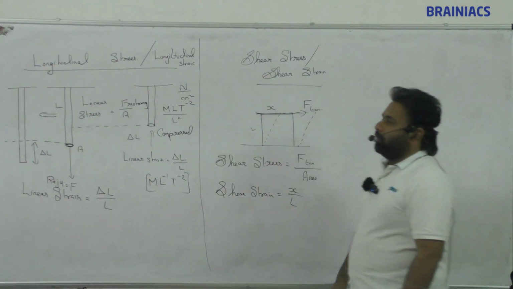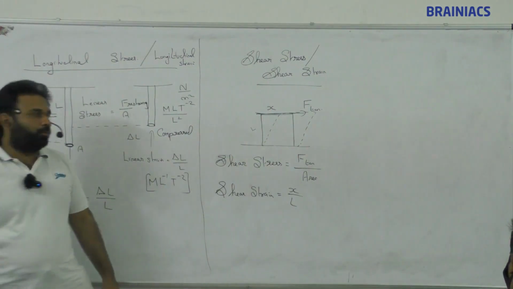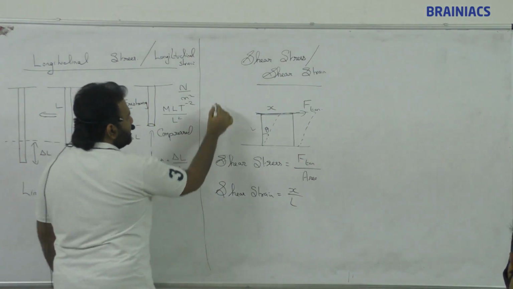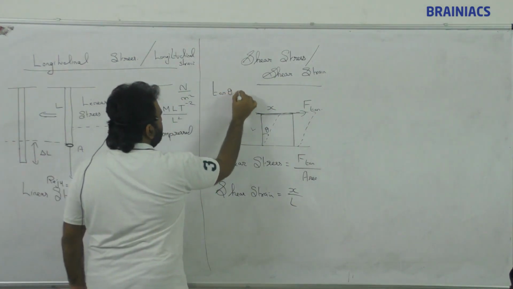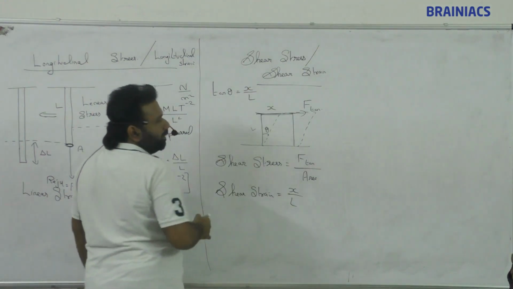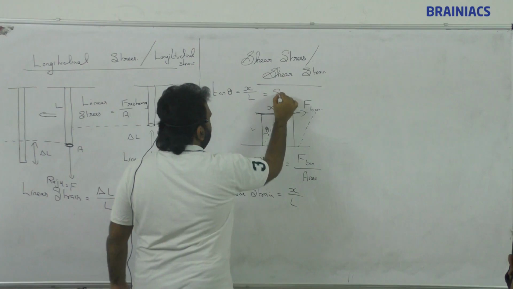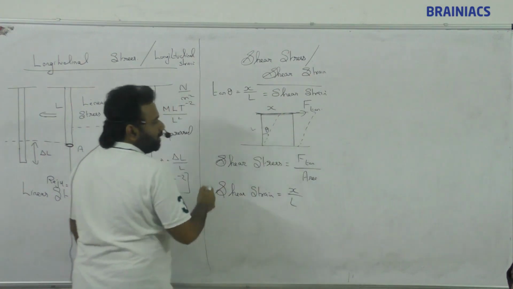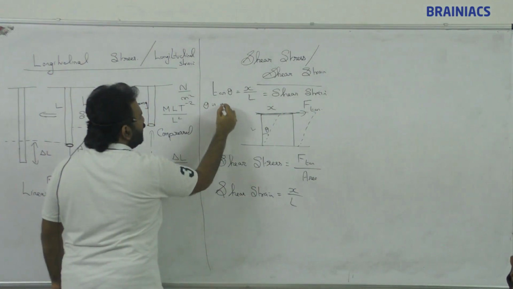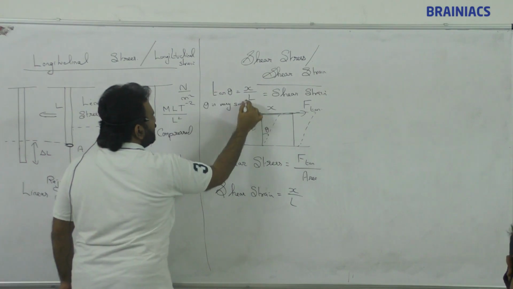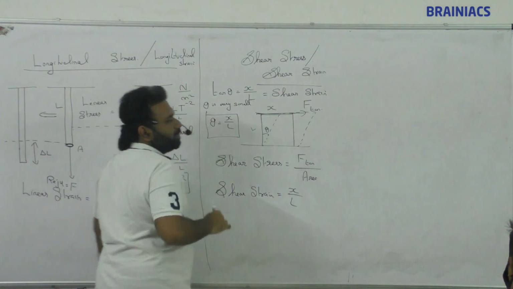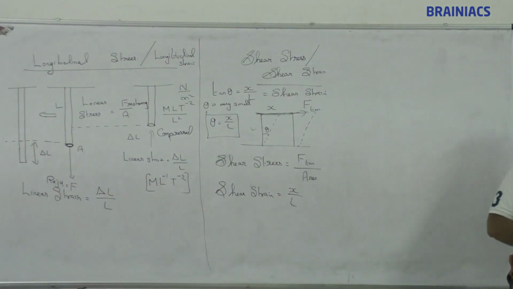If we put a theta here, then we can say tan theta is equal to x by L. This is also shear strain. When theta is very small, we could say theta is equal to x by L. This is also shear strain. Clear? Any confusion, children?